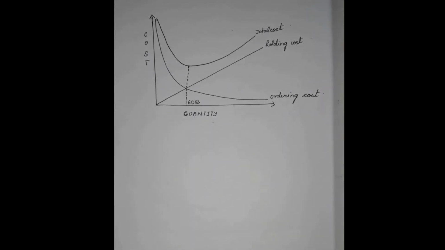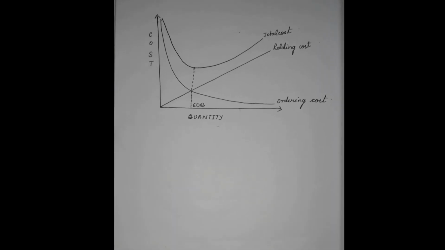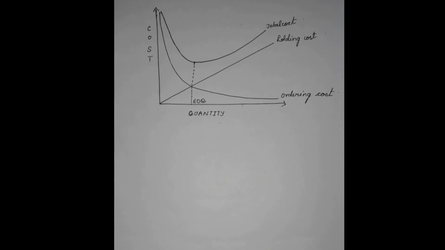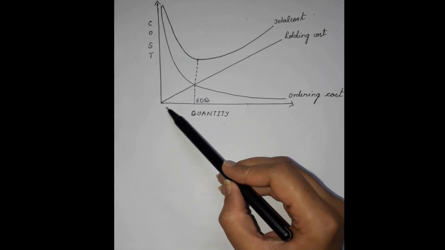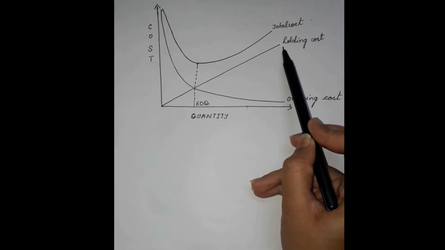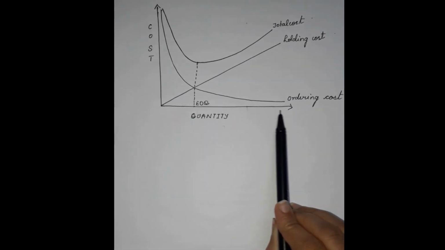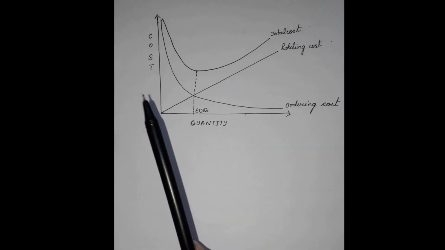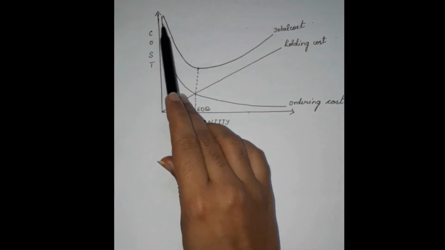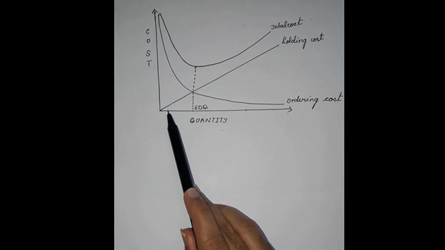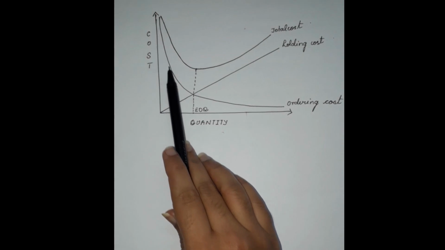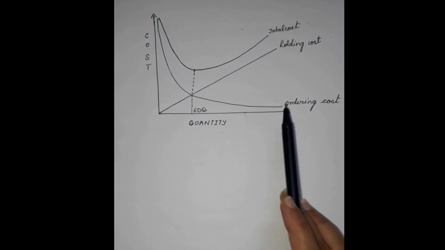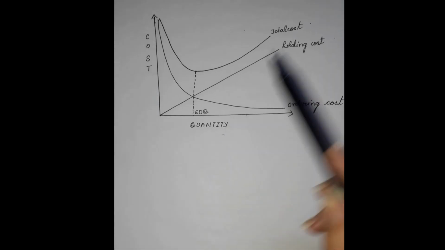So graphically represented, we take quantity on the x-axis and cost on the y-axis. And as we see, the holding cost will increase as the quantity ordered increases. And the ordering cost will tend to be high when the quantity ordered is less, and will tend to decrease as the quantity ordered increases. And we have the total cost.